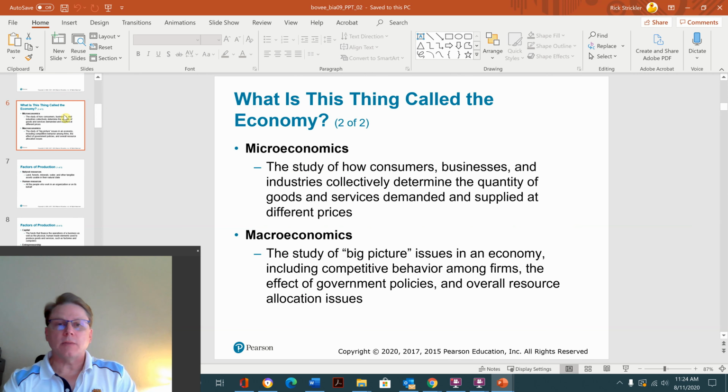So next one is microeconomics, which is the study of how consumers, businesses, and industries collectively determine the quantity of goods and services demanded and supplied at different prices. It's micro because it's usually at a specific industry or a specific region or a specific demographic, whereas macroeconomics is the study of the big picture issues in an economy, including competitive behavior among firms, the effect of government policies, and overall resource allocation issues.